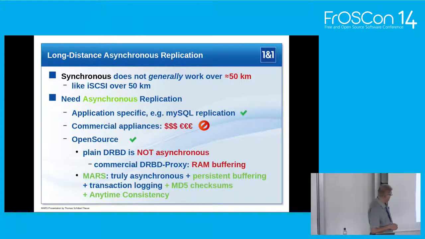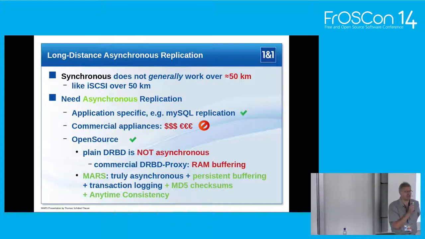So MARS has been originally constructed for this use case: persistent buffering in a file system, in a file with log rotation, transaction logging like a database, and each write request is one transaction. This means you have, like you would have a database where each write request is treated as if it is a transaction. That means you have any-time consistency. That means any write request, but the problem is not the block layer itself.